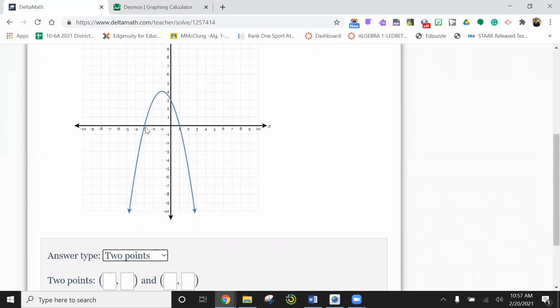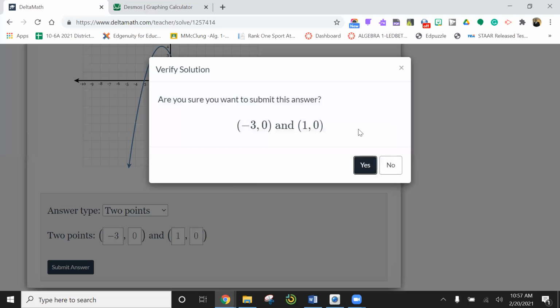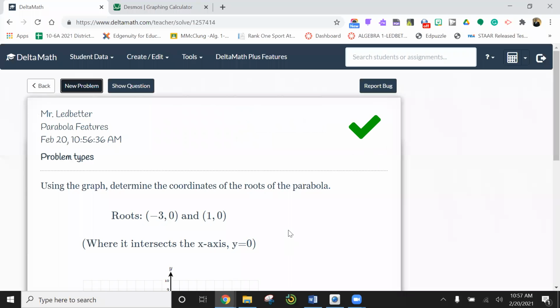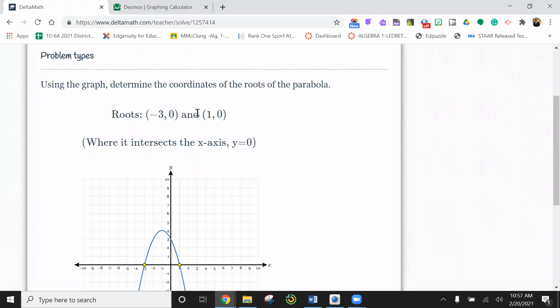My first one touches right here at -3, so the x value is -3 and my y value is 0. This one is 1, so it's going to be 1 and 0. Those are the two points. If I hit submit, it shows me that my two points are -3, 0 and 1, 0. Remember, when you're talking about roots or x-intercepts, y equals 0. When you have the x-intercepts, your y is always going to be 0.